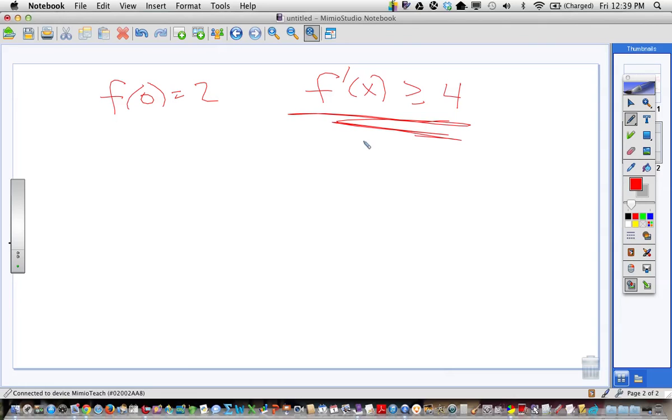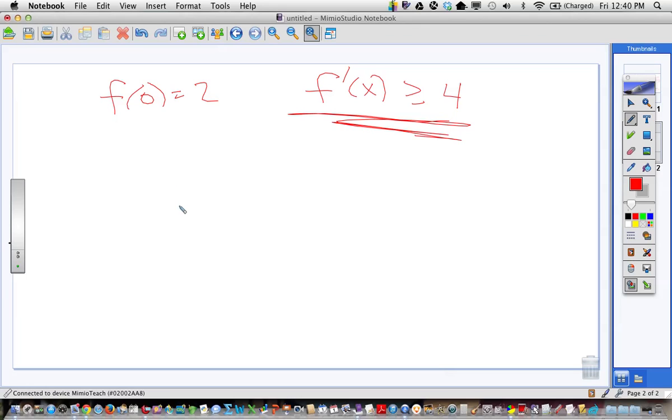It means that it can be 5, 6, 7, 8, but it can't be 3 or 2. And when you say it, you mean what? Yeah. Since f prime represents slope, the slope can be 4, 5, 6. So if we go over 1, we have to go up 4. Go over 1, go up 5, or whatever. And what do they ask us about?